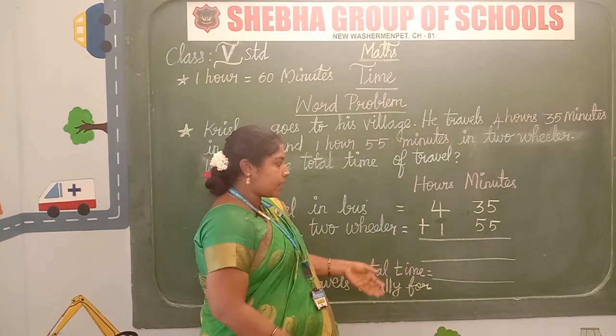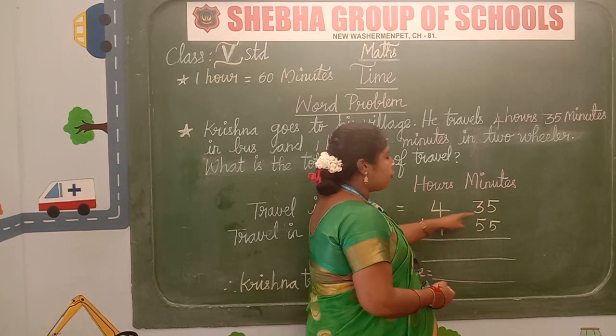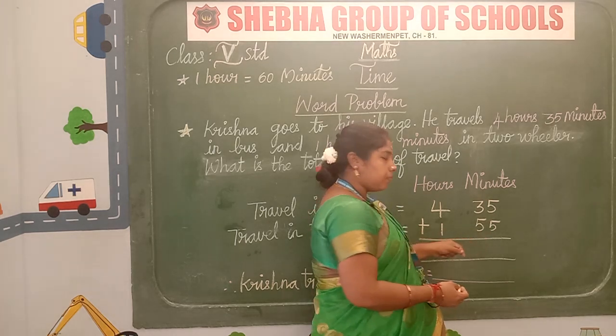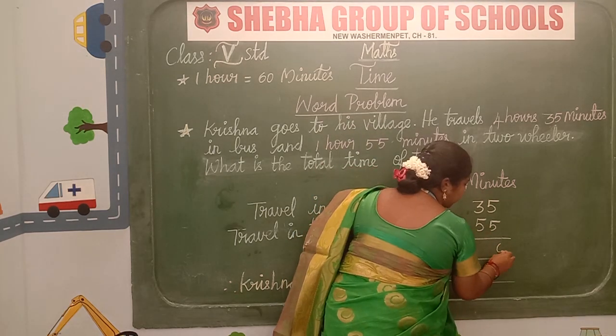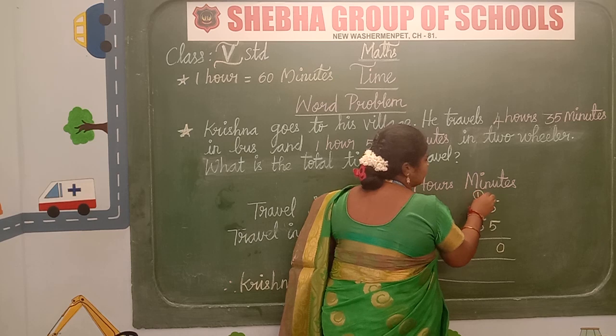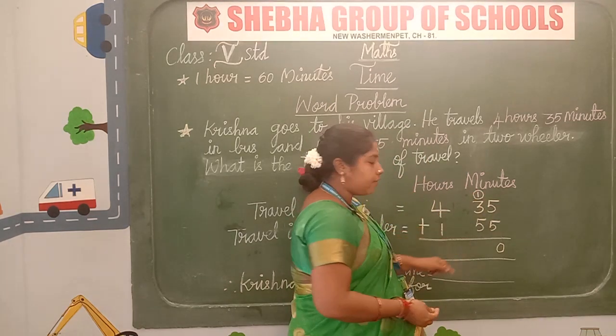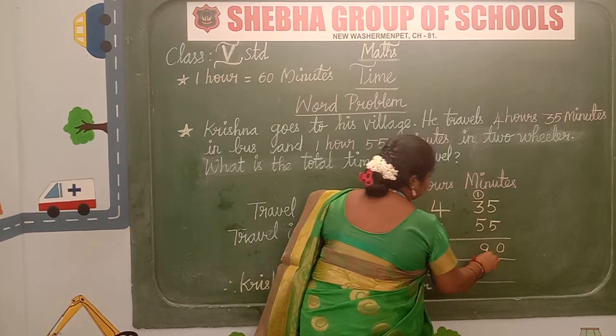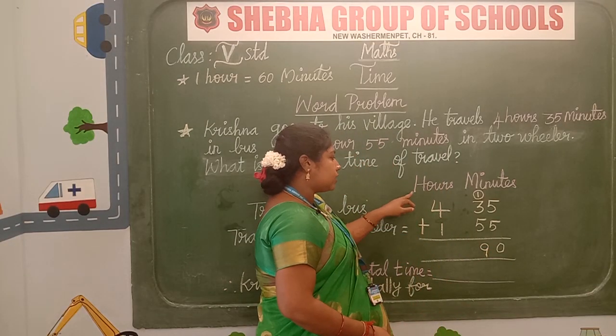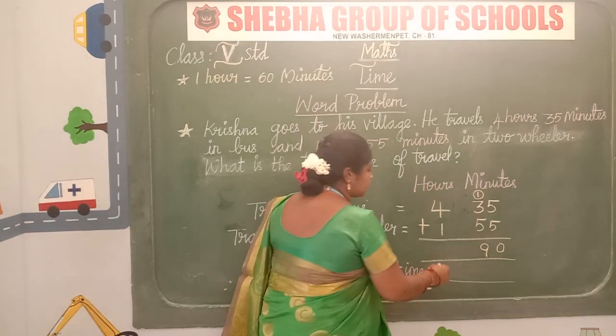Now we started adding the numbers, children. 5 plus 5 it becomes 10. So we have to write 0 here. 1 as carrying. 1 plus 3, 4. 4 plus 5, 9. Now we add in hours. 4 plus 1 it becomes 5.